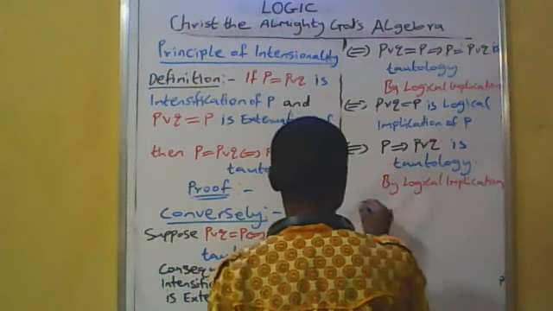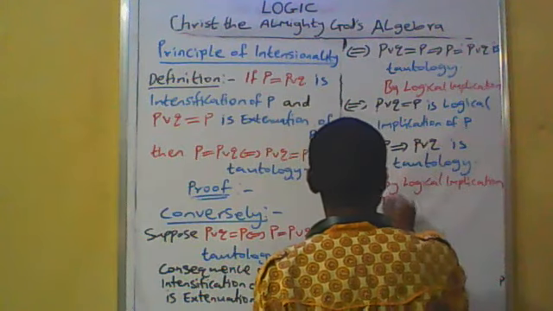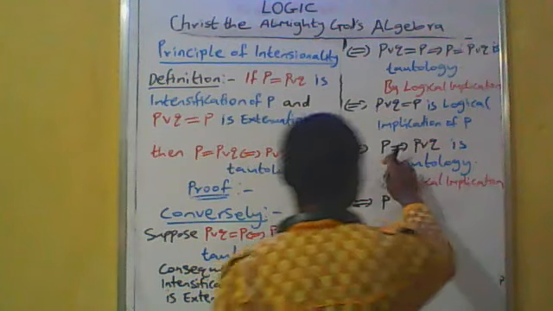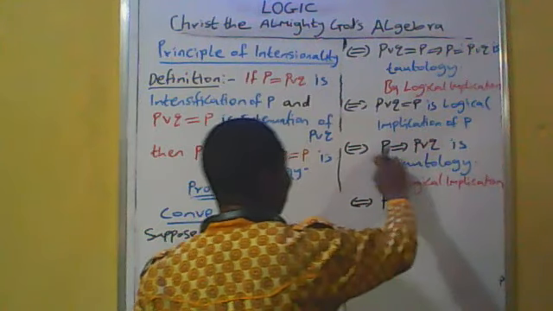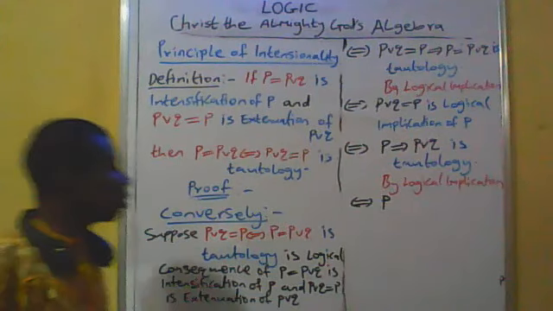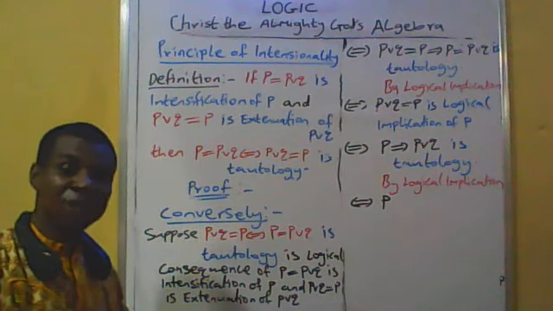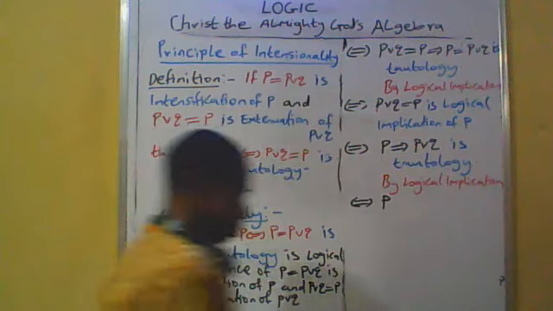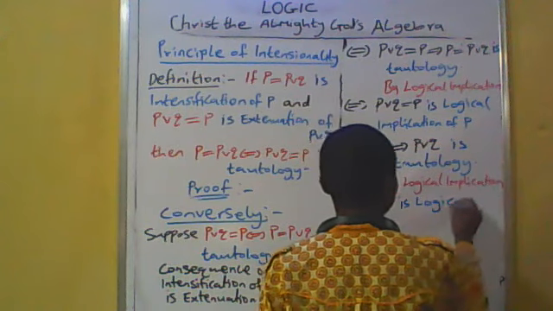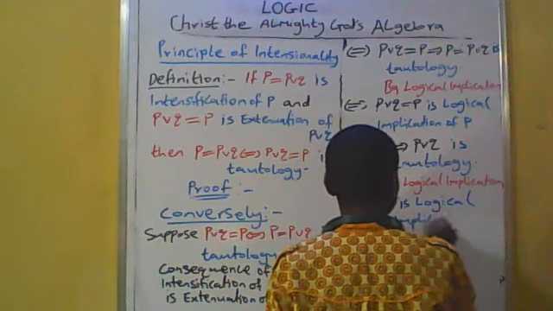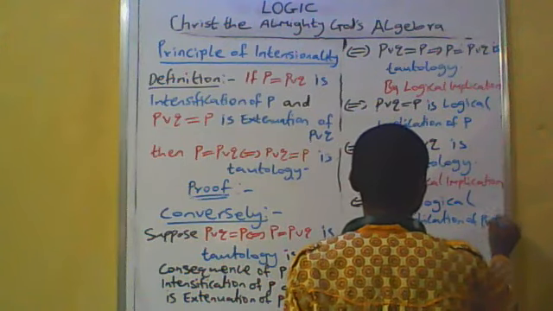If and only if P, now you see that since P implies P or Q is tautology, we then deduce that P exists, in the sense that P is proper implication of P or Q. And that is the case, we say that P is logical implication of P or Q.